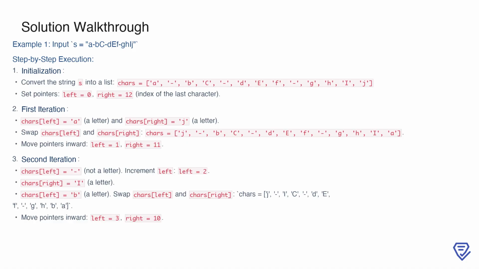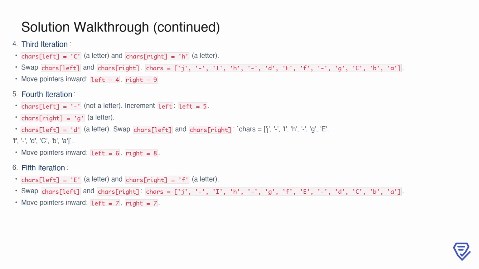Afterward, both pointers reference letters again, so we swap their values and continue moving inward. In the third iteration, both pointers reference letters, so we swap their values. Then, the pointers move closer to the center.